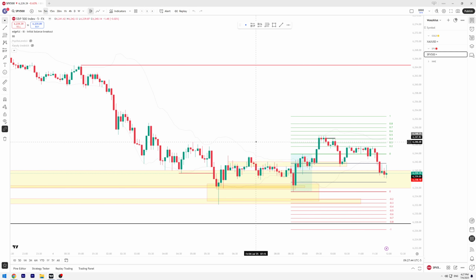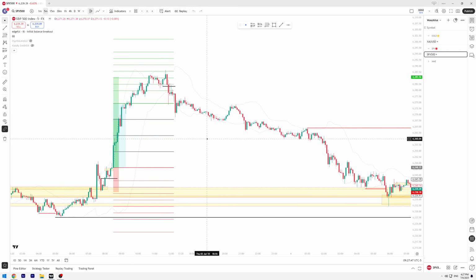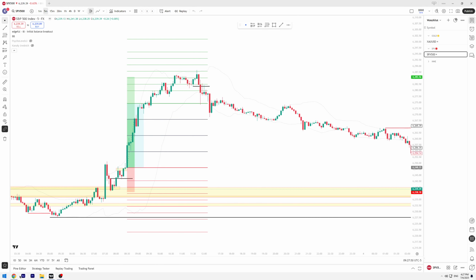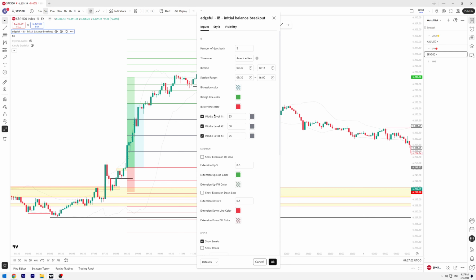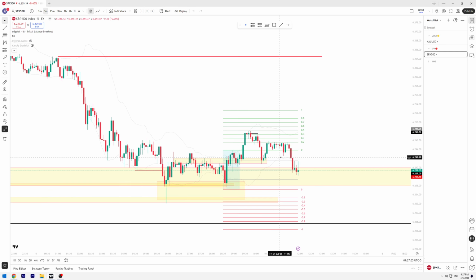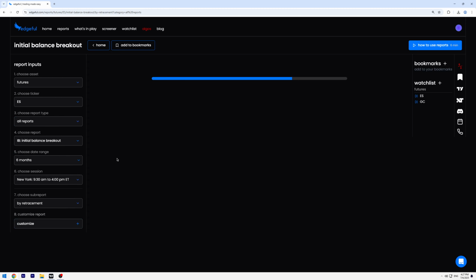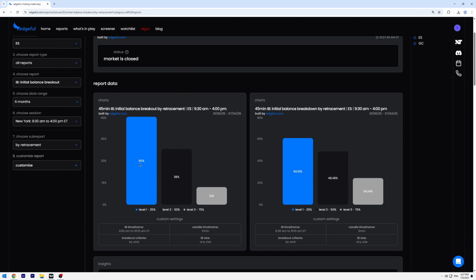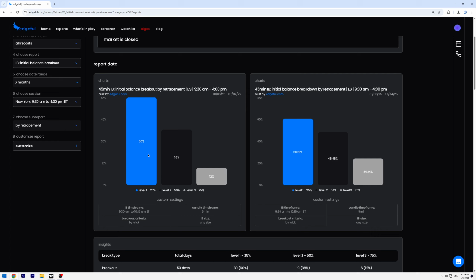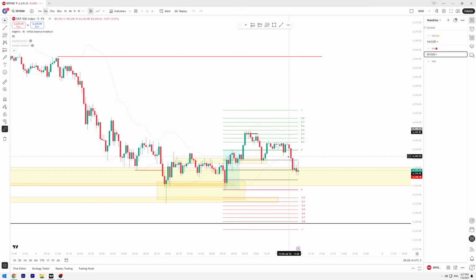The next thing about initial balance breakouts is the report about the retracement levels, which are these ones, in my case the gray ones, like here. Let's go to the reports by retracement. 60% of the time when we have a breakout, the price returns to the 25% level, which is this one. And it's also something you can use as a stop.